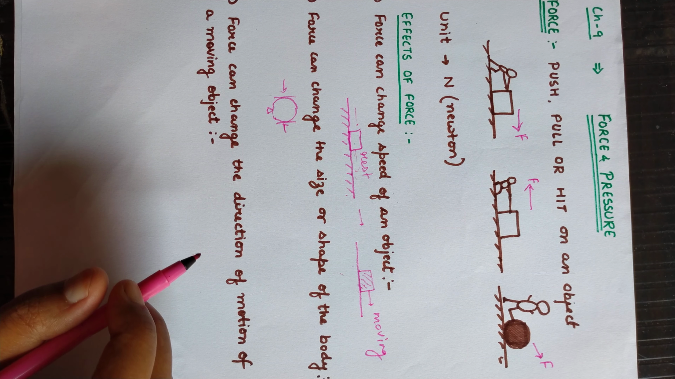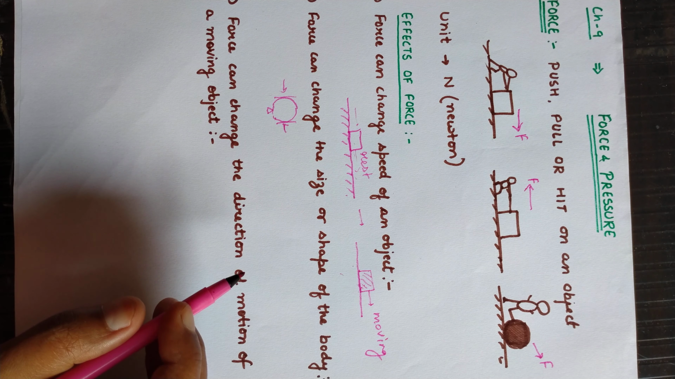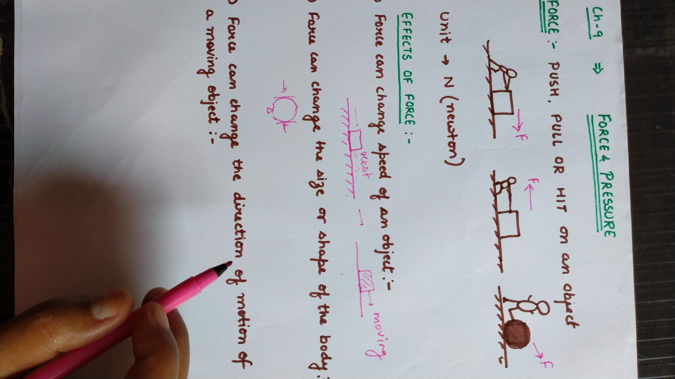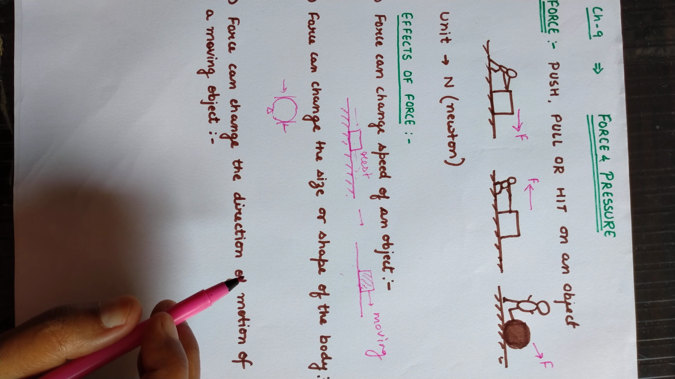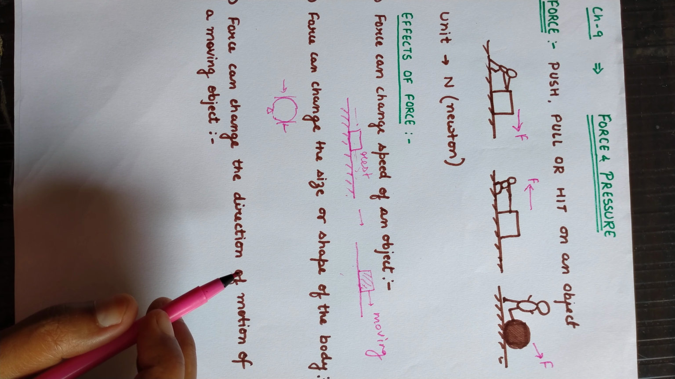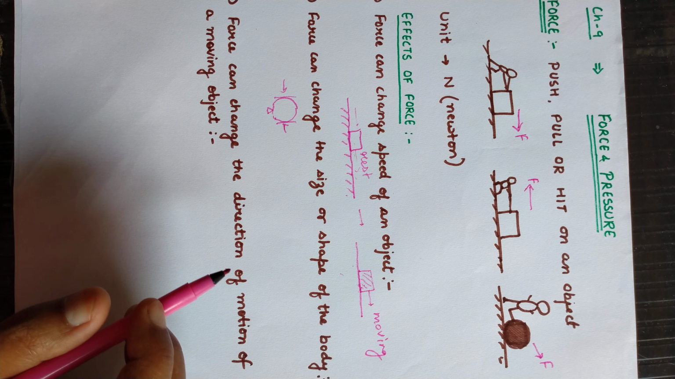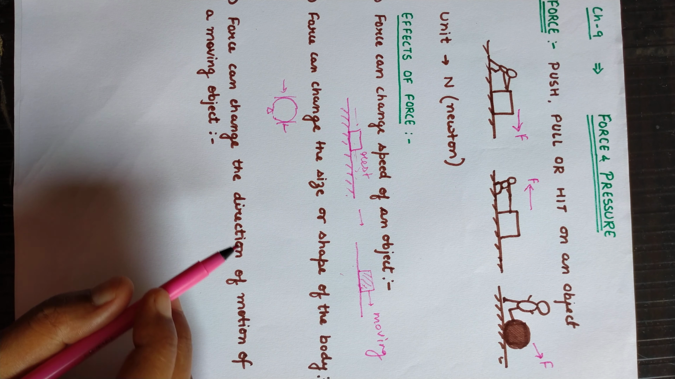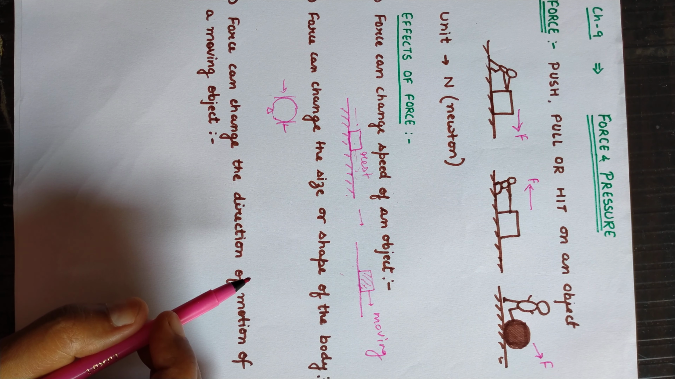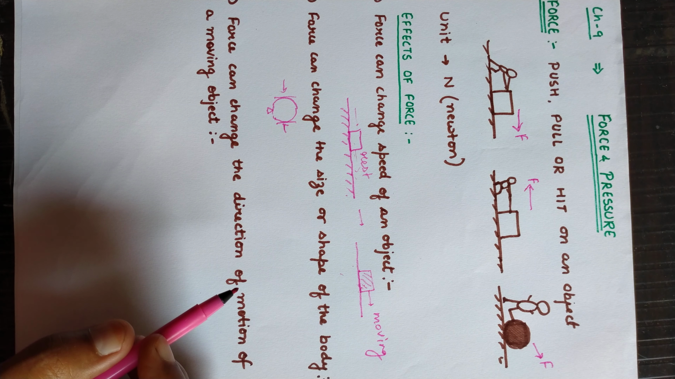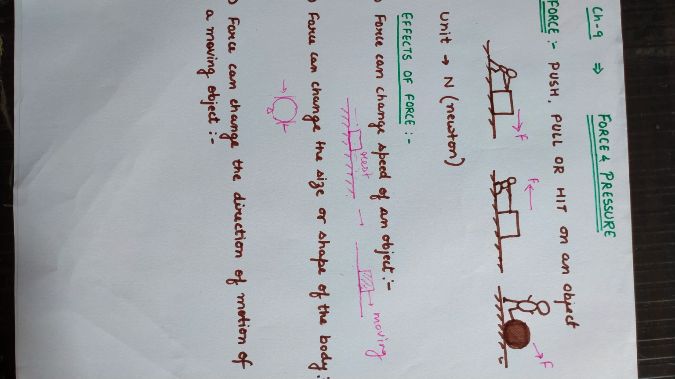So the conclusion is that if we push or pull any body, then its shape, its size, its state, that is whether the object is at rest or in motion, and its direction, all these get changed. Okay, students.